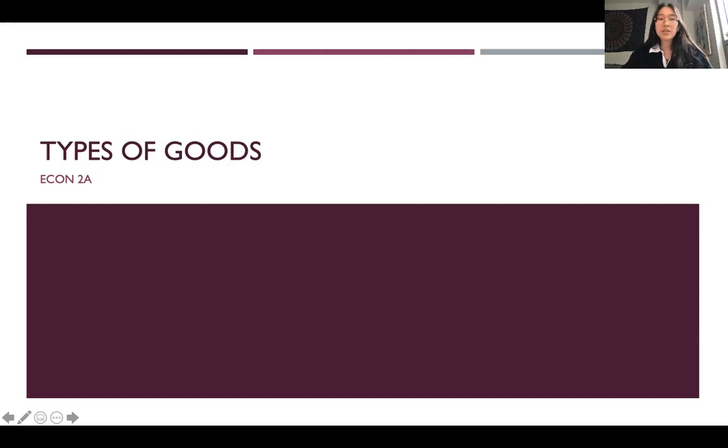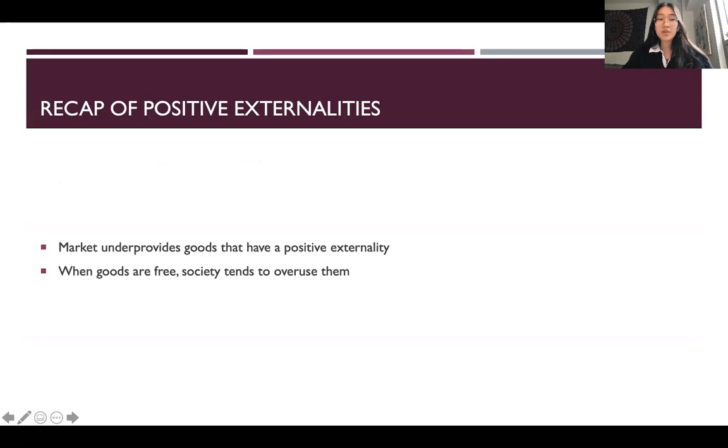Hey everyone, so in this video we're going to be looking at different types of goods. First, we're going to recall what we learned about positive externalities, where the market tends to underprovide goods that have positive externalities. And when goods are free, society also tends to overuse them. And we're going to keep these in mind and look at it later on.